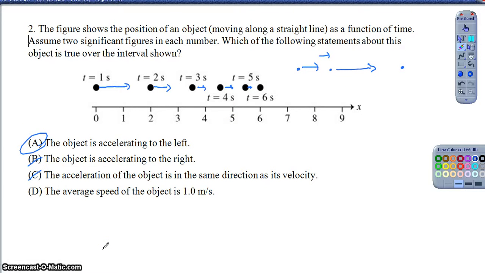So the fact that even though I'm moving to the right, because I'm slowing down, the acceleration has to be towards the left. If we're slowing down, the acceleration is opposite to the direction in which we're moving. So option A is the best answer.